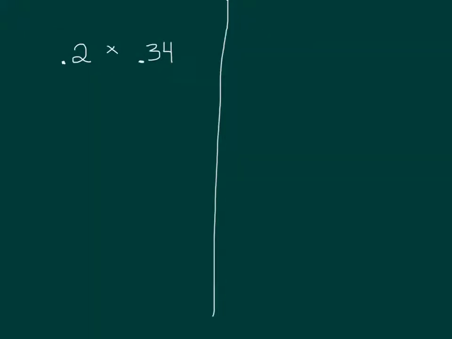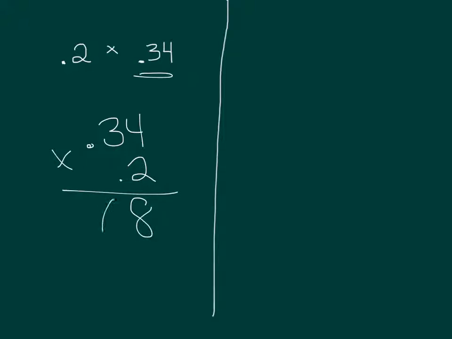Now we're going to look at this one. This one's a special case. You'll see what I'm talking about in a second. So the 34 hundredths is going to go on top, and the 2 tenths is going to go on the bottom. The 34 hundredths is on the top because it has the most digits. So I multiply like normal. 2 times 4 is 8. 2 times 3 is 6.